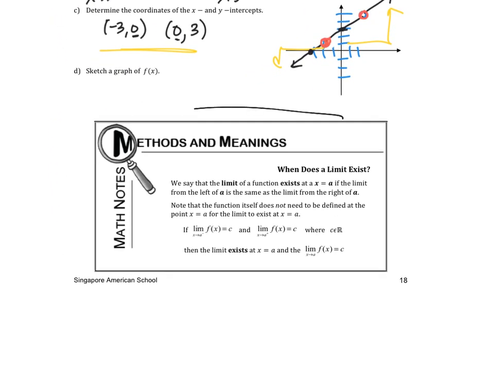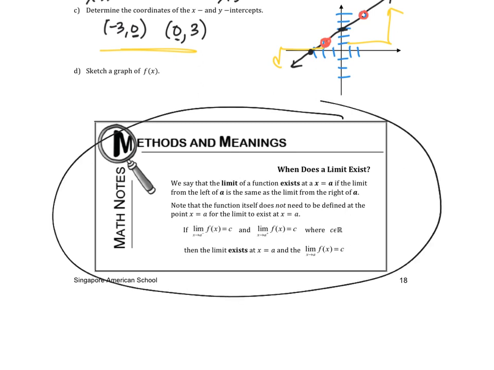So here we have the methods and meanings, a little tidbit of information. When does a limit exist? We say that a limit of a function exists at a particular value a if the limit from the left of a is the same as the limit from the right of a. So your left-hand limit must equal your right-hand limit.